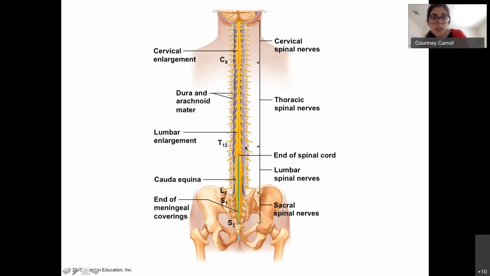And the spinal cord is enlarged, it's thicker in two key regions. You have a cervical enlargement and a lumbar enlargement. And these enlargements are because you're going to be sending out a lot of nerves to innervate your arms at the cervical enlargement and your legs at the lumbar enlargement. So they're bigger because they need to accommodate all of the nerves that need to go to these large body regions.